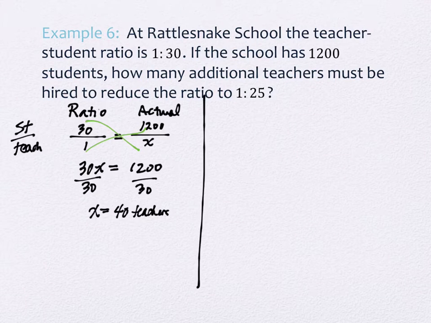But I don't want a teacher-student ratio of 1 to 30. I want it to be 1 to 25, right? Same 1,200 students. That's not changing. I'll use a different variable here because it is representing a different thing. I want to know how many teachers I want to have, so I'll use y. And we'll cross multiply same as before. Now I have 25y equals 1,200.